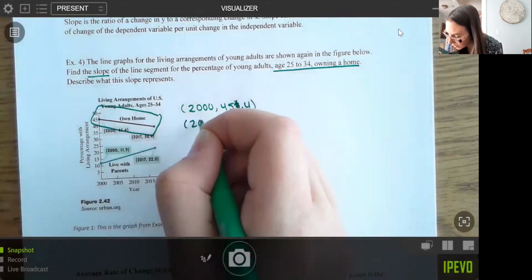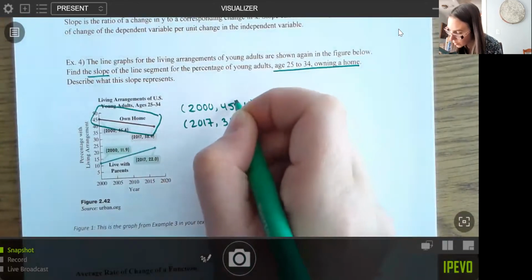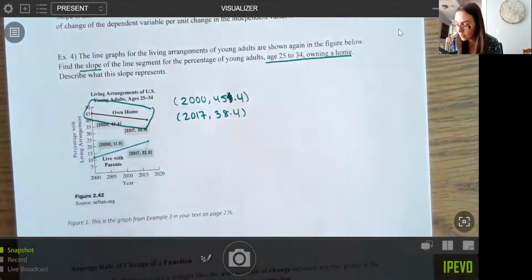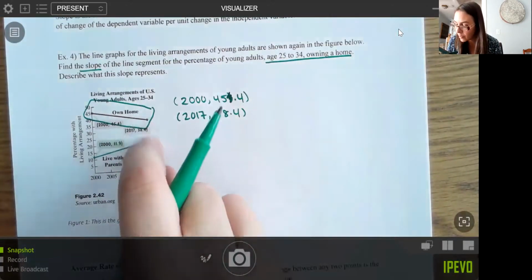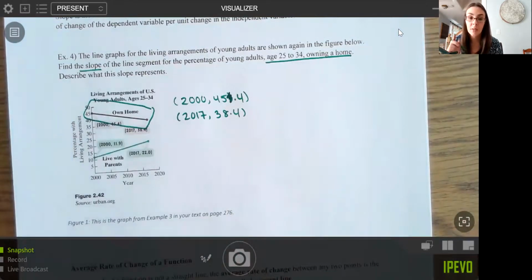And I'm going to be more accurate. I'm going to use the point given. So 38.4 instead of trying to round to the nearest whole. So definitely use what's given. Make sure you pay attention. I do that too, where you kind of look at the graph, but if they give you a specific value for a point, definitely use that because they probably want us to use that one decimal place here in our calculation. So I'll use those 2 points.